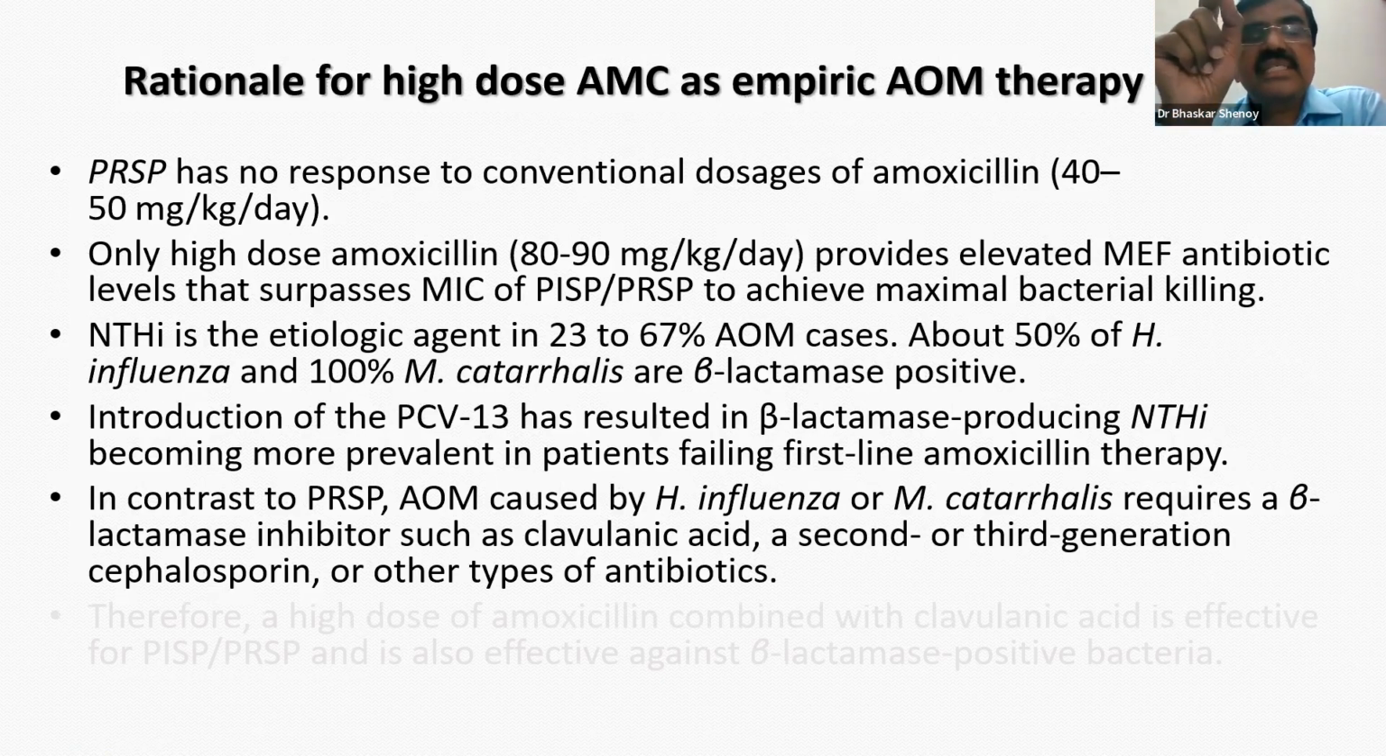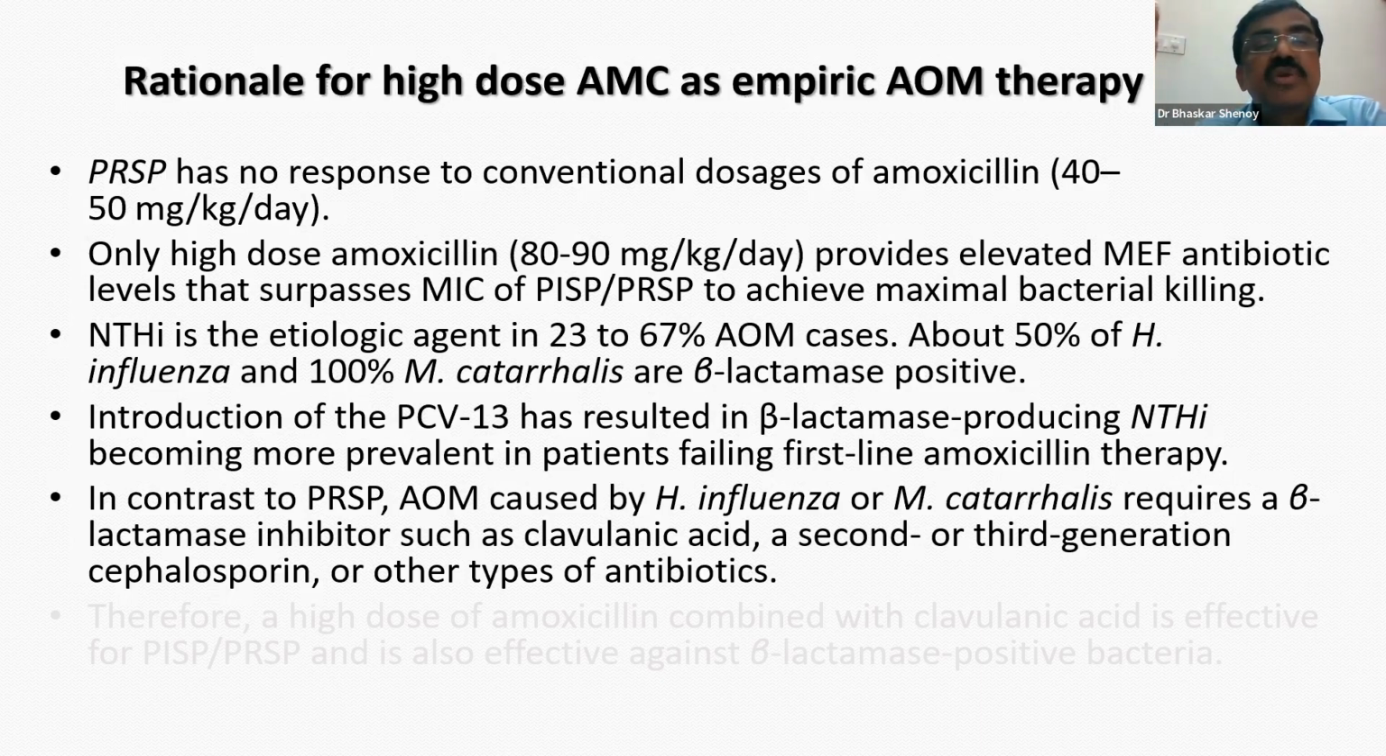The penicillin-resistant streptococci have no response to a conventional dose of amoxicillin. Conventional dose means 40 to 50 milligram per kg. High dose, that is about 90 milligram per kg, provides increased middle ear fluid antibiotic levels that surpass the MIC of both intermediate and resistant streptococcus, and that achieves maximal bacterial killing.